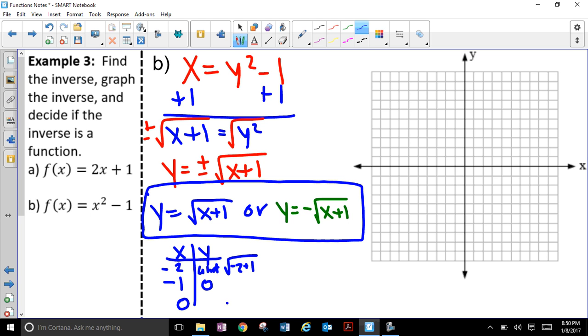Okay, let's plug in 0. Again, I'm doing this blue one here. So 0 plus 1 is 1, and the square root of 1 is 1. So I at least have two points to graph here. I've got -1, 0, and then we have 0, 1. So that blue graph is going to be a curve like that. And remember, this is a parabola on its side, so that makes sense. It's half of a U shape.